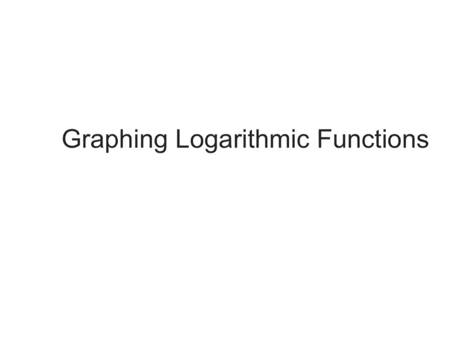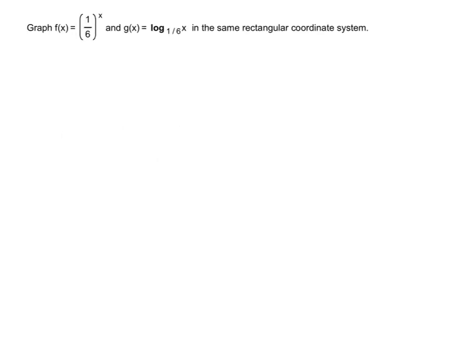Graphing logarithmic functions. Graph f of x equals 1/6 to the x power and g of x equals log base 1/6 of x in the same rectangular coordinate system. Here we have two inverses. F of x is an inverse of g of x and vice versa. In order to graph log base 1/6 of x, we're going to first graph the exponential form and then interchange the xy ordered pairs to graph the logarithmic form.